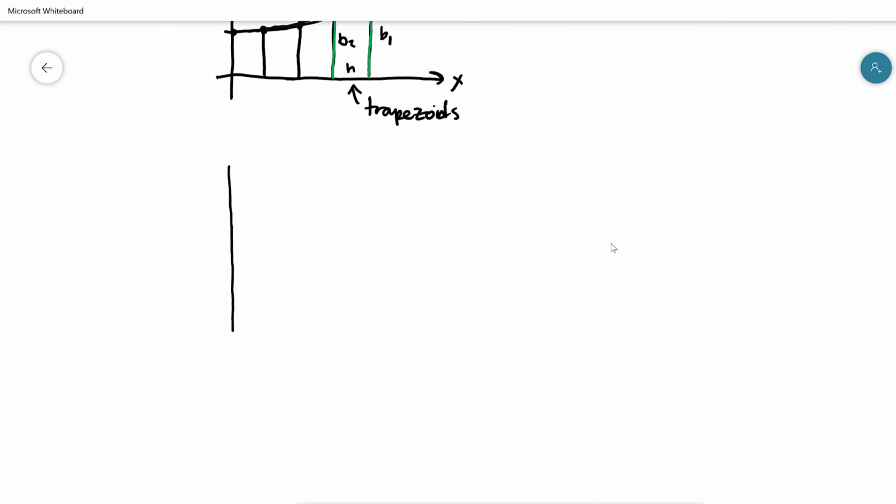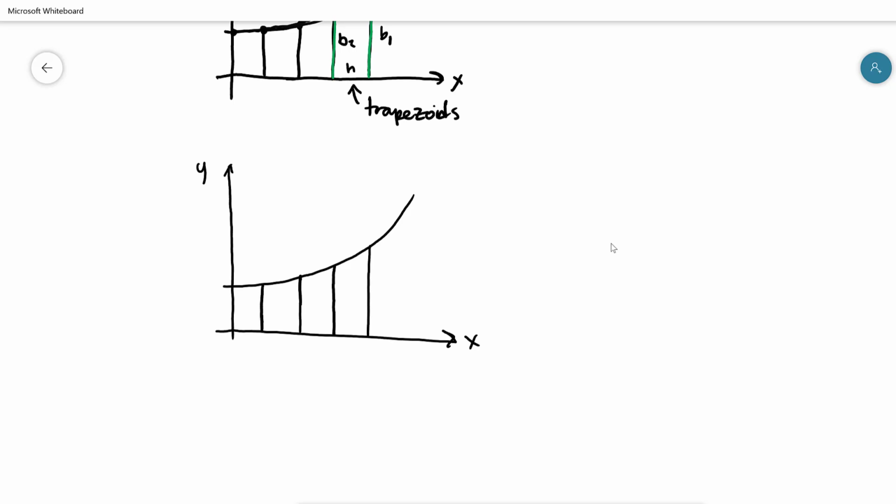One other way we could do it is still with rectangles. X, Y, here's our shape. And for the heights of my rectangles, instead of using just the left or right endpoint, I could use this point, where this point is the midpoint. Do the same thing for this one. Use that height. Same thing here. Use that height. Same thing here. Use that height.